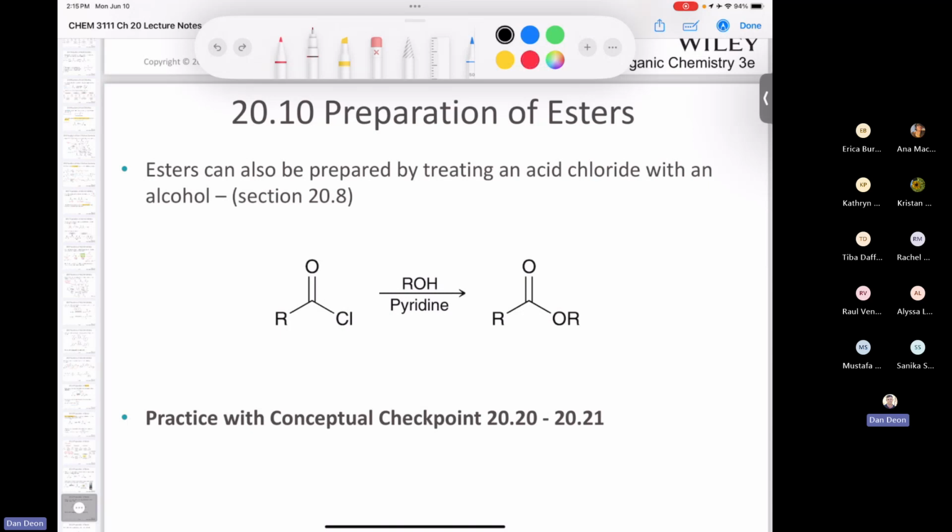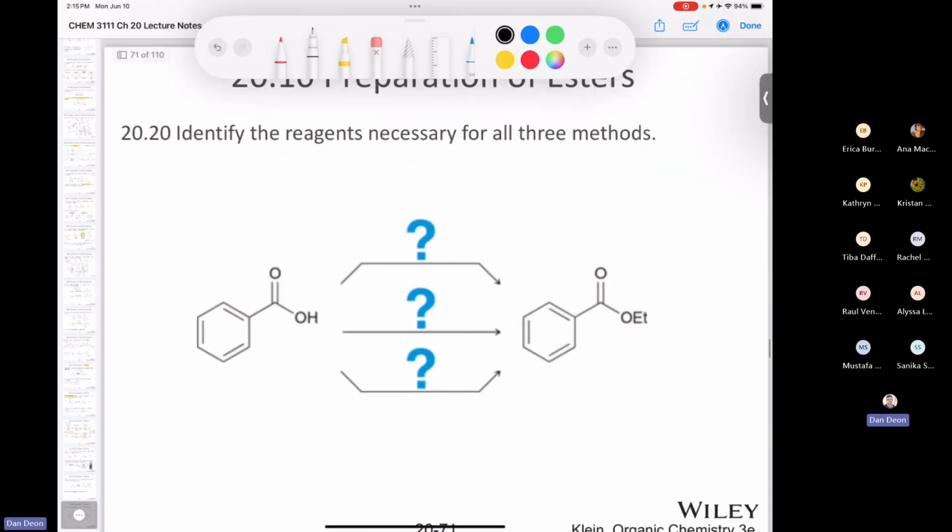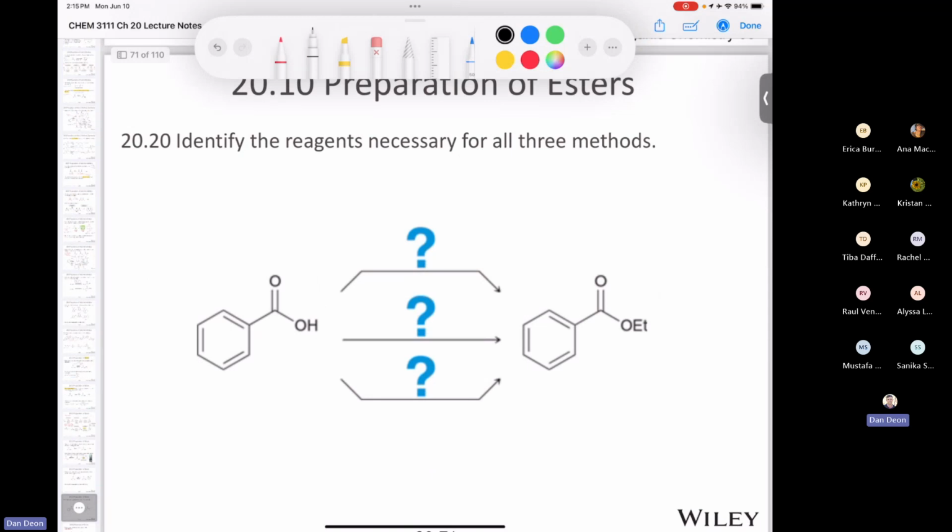The reason that you put the pyridine in is to mop up or neutralize the HCl. So you end up with the pyridinium hydrochloride, right? So that neutralizes the HCl, so there's nothing there. So again, we covered that in section 20.8 today. We went over this reaction in detail today. And so now we know 3 different ways to make an ester from a carboxylic acid.